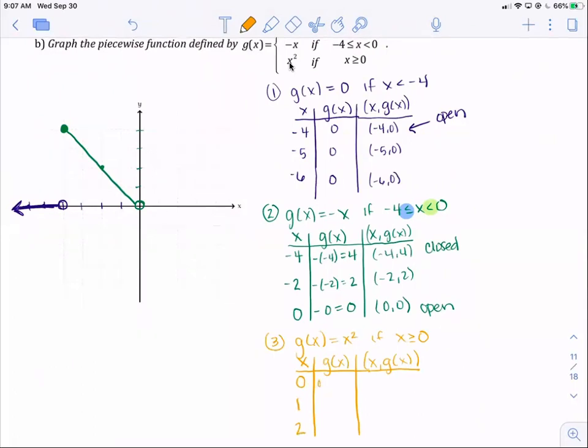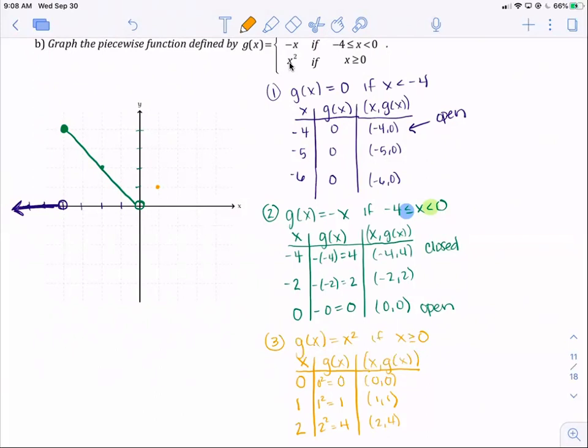So we have 0 squared is 0, giving us the ordered pair 0, 0. 1 squared is 1. So we have 1, 1. And then 2 squared is 4. So we have the ordered pair 2, 4. Okay, here's a reason why we always want to use 3 points. If we graph this with 0, 0, and 1, 1, that looks like it should be a straight line. But since it's actually a squared function, we know that that's a parabola.